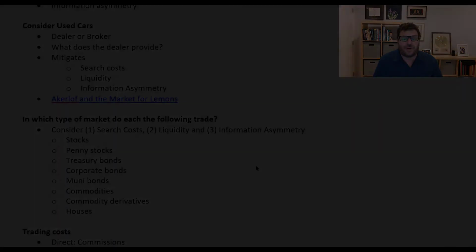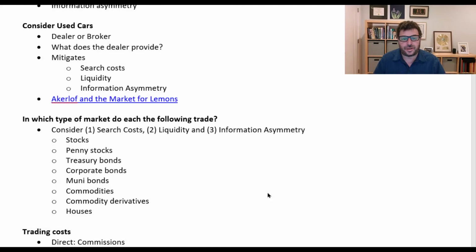What does the dealer provide? The way to think about it in the example that we're talking about is that the dealer is willing to pay $18,000 for a car, and the dealer will sell a car for $22,000.